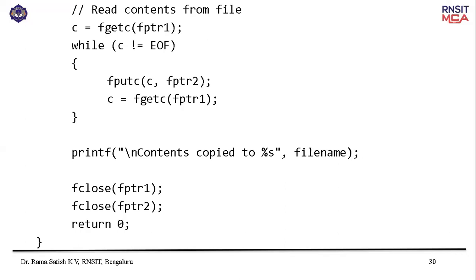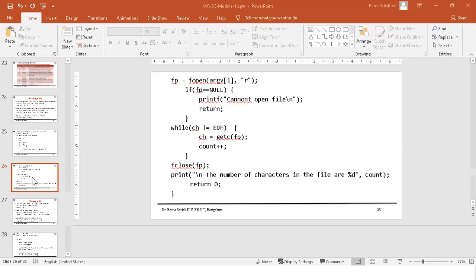Each time you read the contents, the pointer moves to the next character. Like that, it goes to the last character, that is end of file. Once it reaches the last character, the while loop will stop. During this process, you are reading the contents from file 1 and writing into the other file. Finally, once everything is finished, you display a message, contents copied into the file name. And you close the first file, you close the second file. So that's the logic behind this program. And of course, this program also you can get. I'll send the link of this particular program.